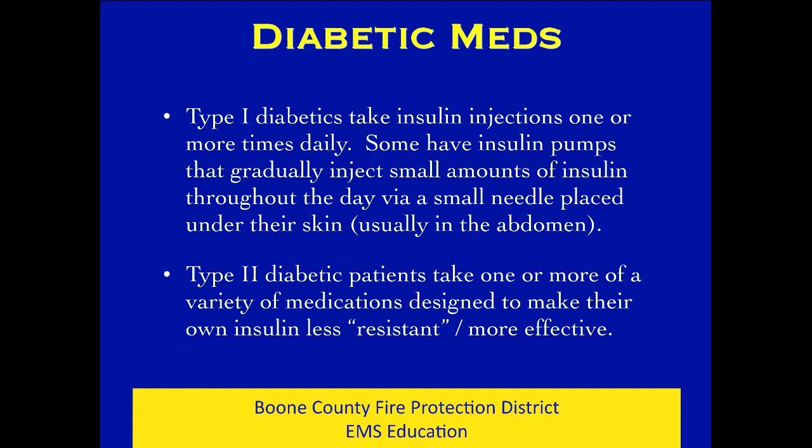So how do they deal with that? Well, type 1s take insulin injections, sometimes just in the morning, sometimes a couple times a day, sometimes right before they eat. They estimate what they're going to eat, or sometimes right after. More and more patients now have insulin pumps. Insulin pumps are probably better for the patient in that they secrete insulin like your pancreas does, a small amount throughout the day.